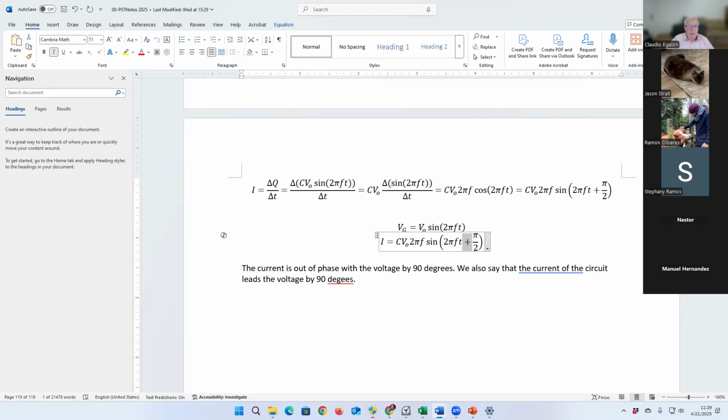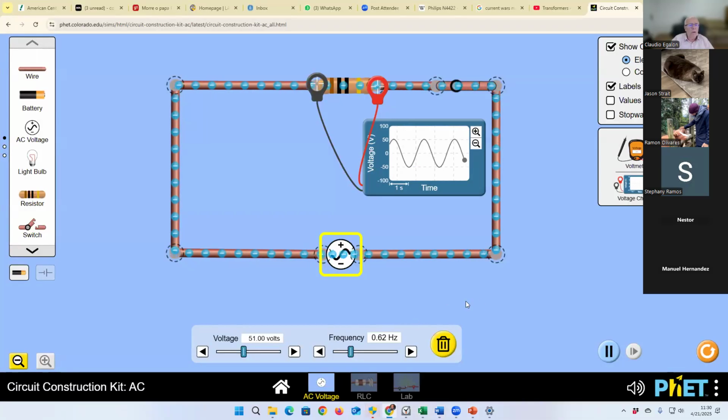And let me do one more step here. One more thing that you have to note is that the amplitude of your current depends on the frequency. So you can increase or decrease the current just by changing the frequency in your system. Let's do that in the simulation.